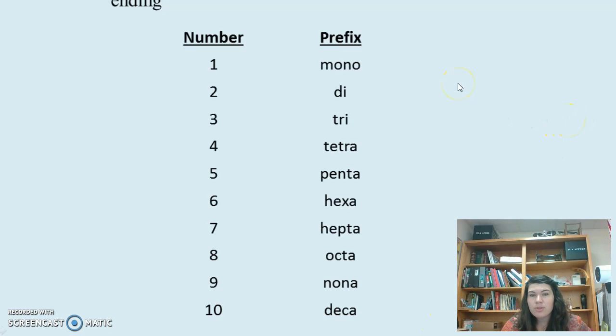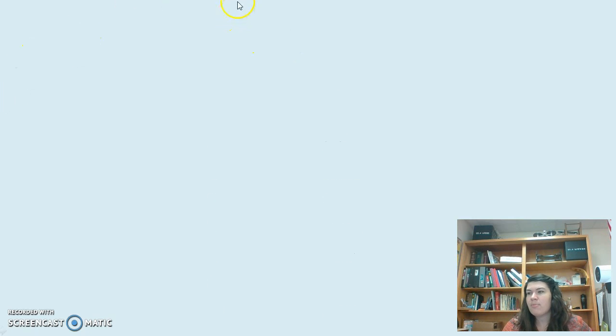So 1 is mono, 2 is di, 3 is tri, okay? It's a good idea to memorize these. You have to be able to know how to use these. You've got to know your prefixes, so memorize these. Write them down and memorize them. So let me show you how these prefixes get used.